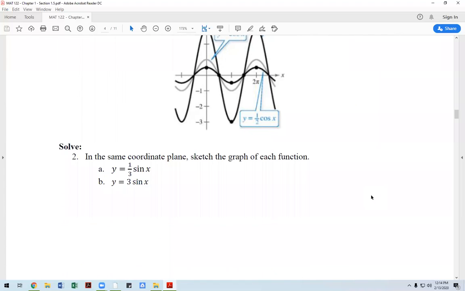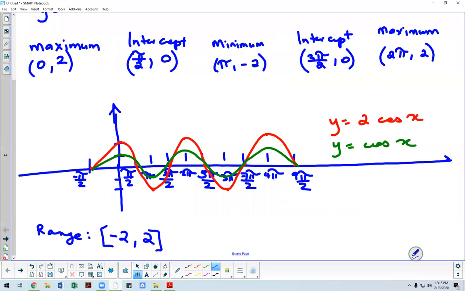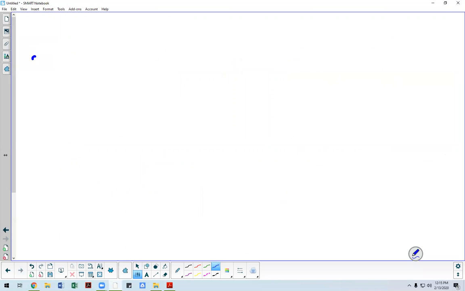Alrighty, so we are replicating that now using the sine function. So we are doing this with 1/3 sine of x and 3 times sine of x. So for part A, it's 1/3 sine of x. So again, we need our 5-point summary.